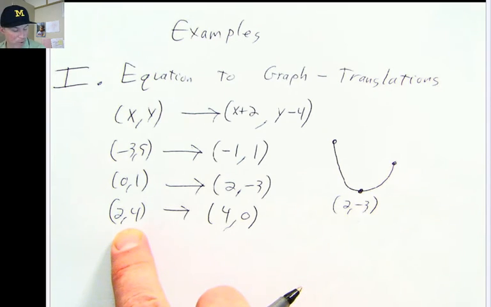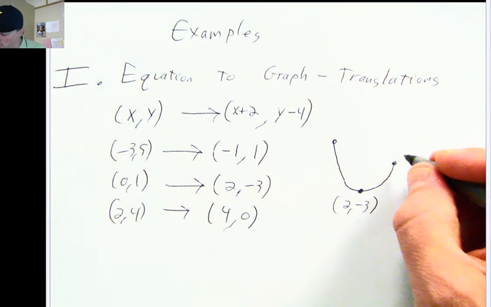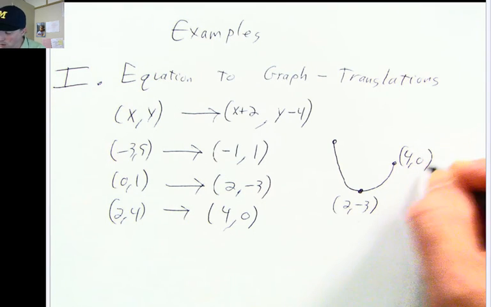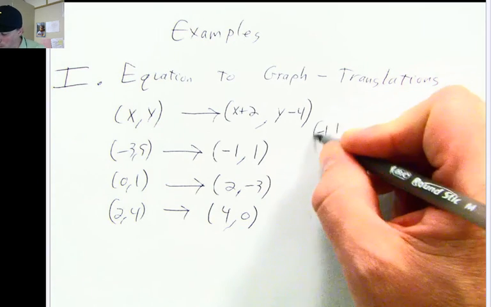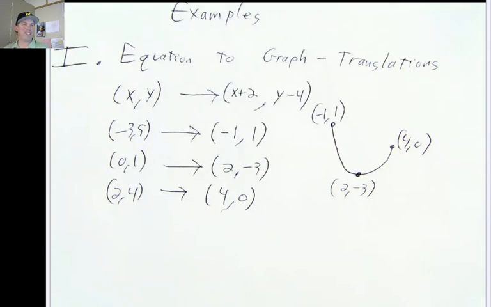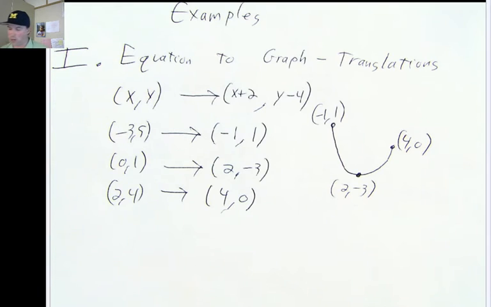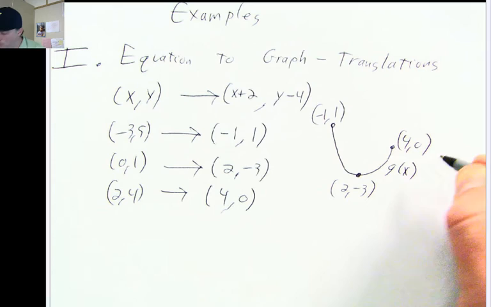The (2, 4) point became (4, 0). And the (-3, 5) point became (-1, 1). And that would be doing the exact same problem but without graph paper. And oh, I guess I should label it g of x, the good proper math.